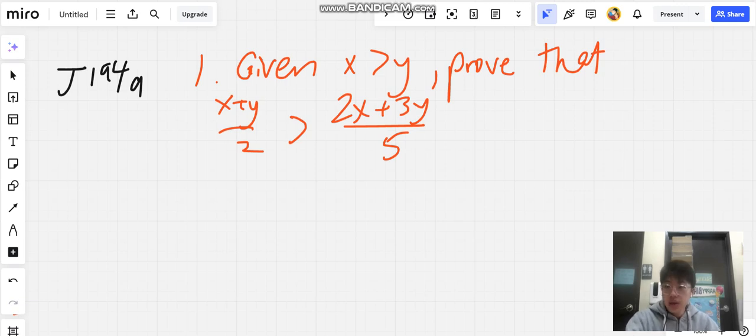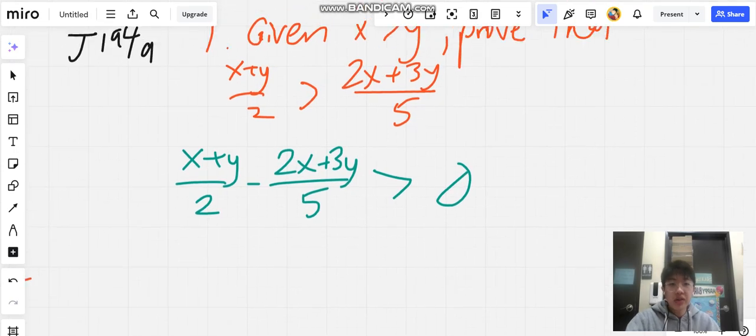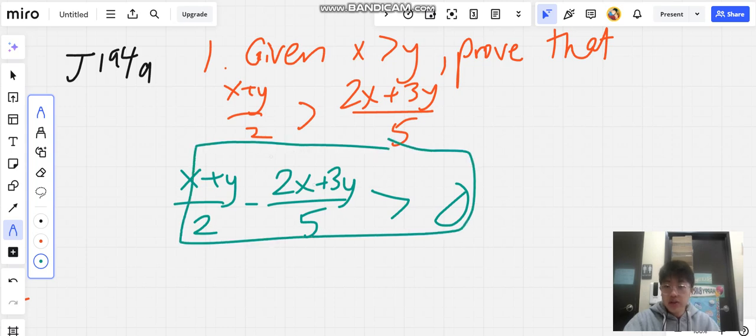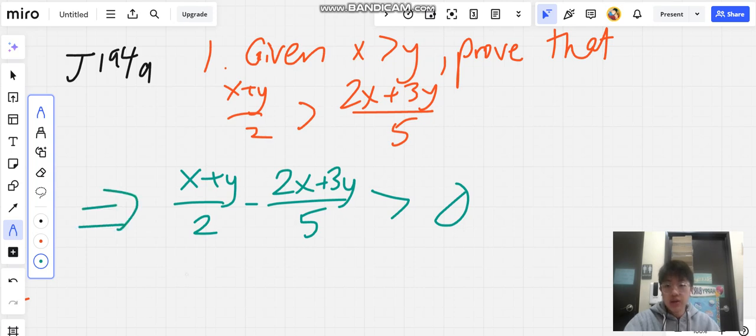So I'm going to rewrite this inequality, because we can move things from one side to the other. I'll move this to the left hand side, and by doing that I'll get (x + y)/2 minus (2x + 3y)/5 greater than 0. So I have to prove that this is true now, given that x is greater than y. If I can prove this, it's the exact same thing as the original, just rearranged.